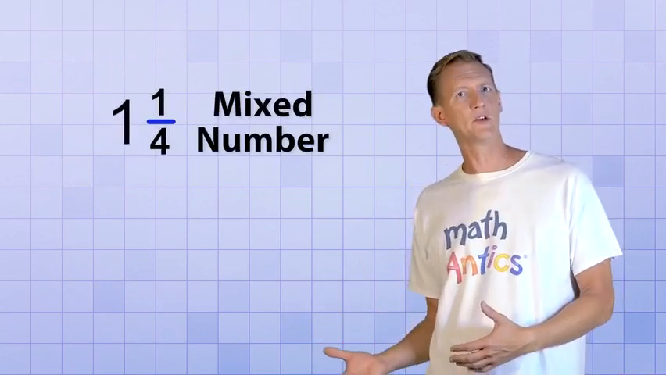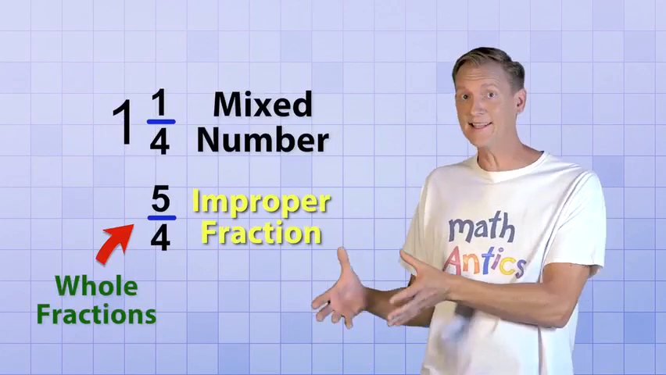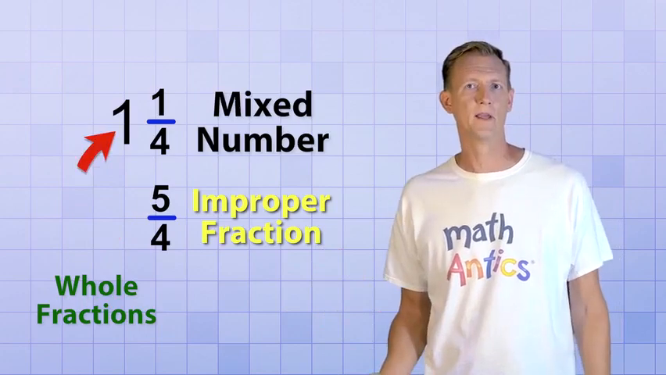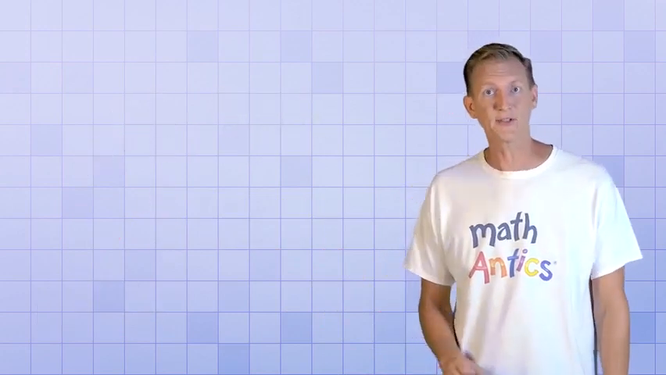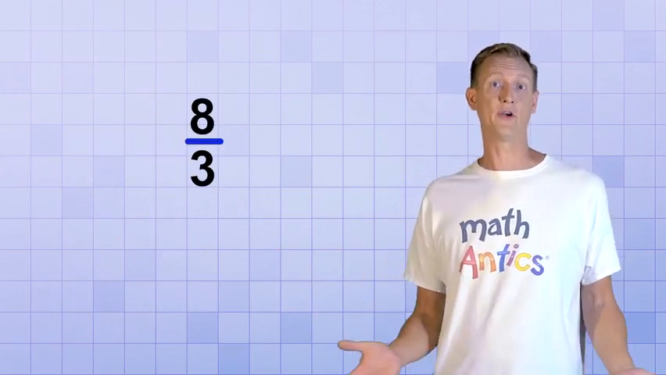It's an alternate way to write an improper fraction where all the whole fractions that are inside the improper fraction have been simplified out into a whole number. To help that sink in, let's look at another improper fraction, 8 over 3, or 8/3.